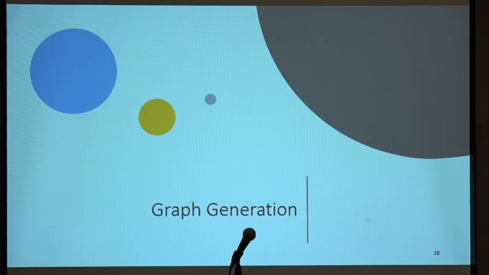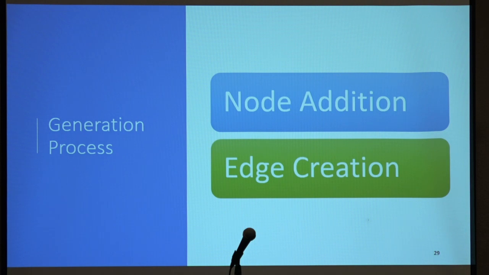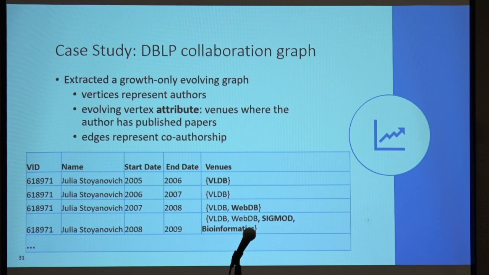Okay, let's look at our graph generation process. As I said before, graph generation consists of two steps: node addition and edge creation. In this work, we are not looking at node addition and we are focused on the edge creation process. For a case study, we extracted a grow-only graph from the DBLP dataset. In our graph, vertices represent authors. Each vertex attribute is the venues where that author has published papers, and each edge represents a co-authorship.